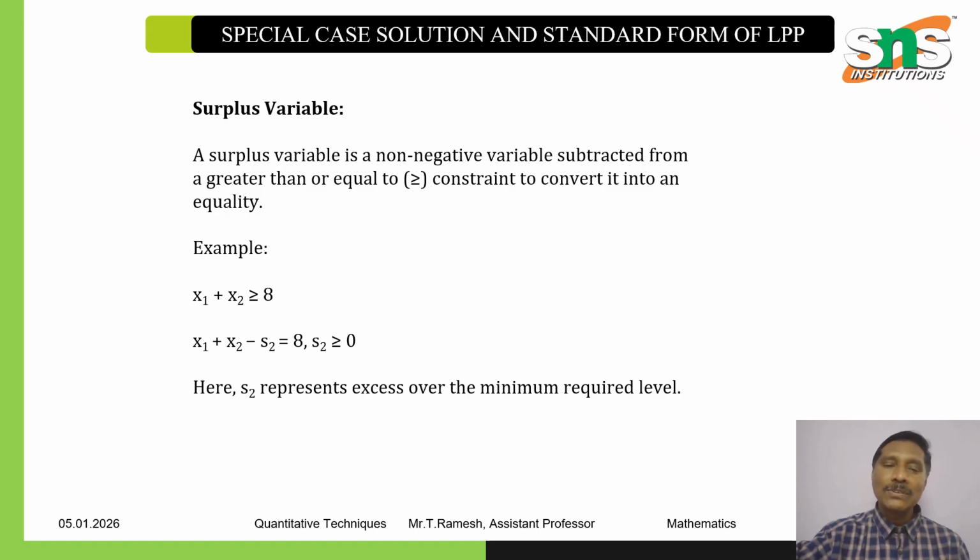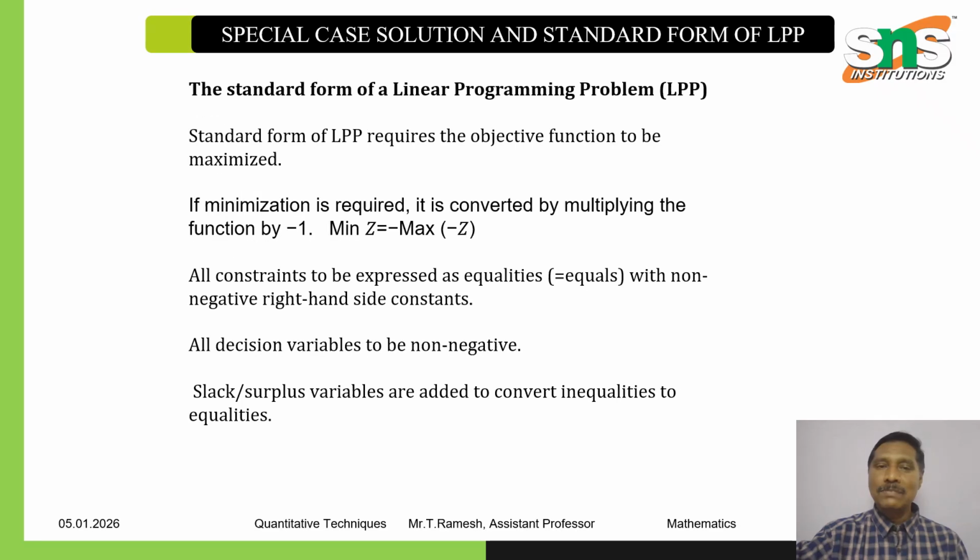So the constant s2 is subtracted from the left side. Then the inequality is converted to an equation, and s2 is greater than or equal to 0. Here s2 represents the excess over the minimum required level, that is, the surplus variable. When we add a variable to the left side of the inequality, it is a slack variable. When we subtract it from the left side of a greater than or equal to type, it is a surplus variable. So it is slack and surplus variable.